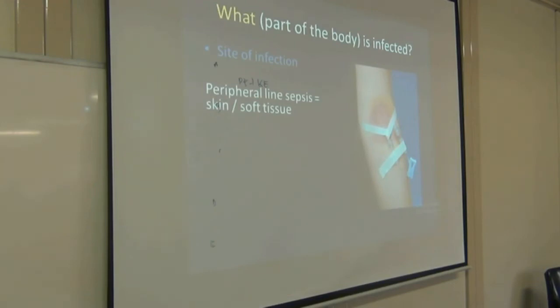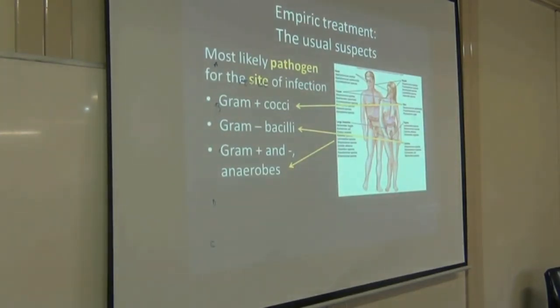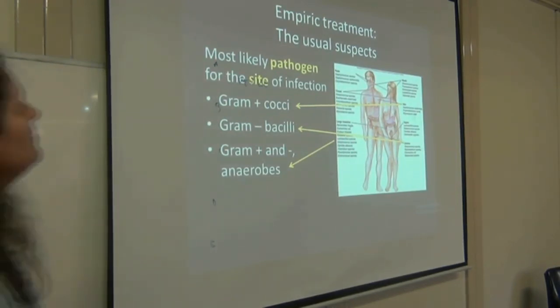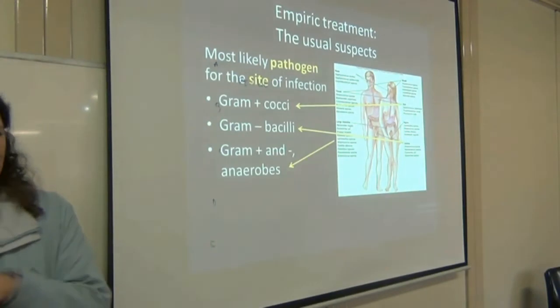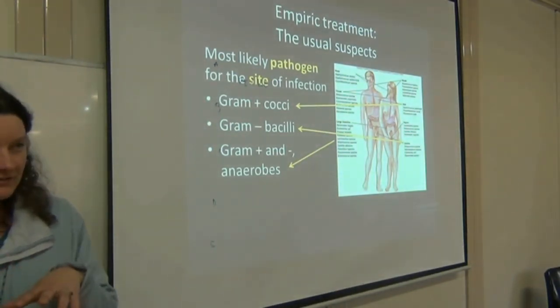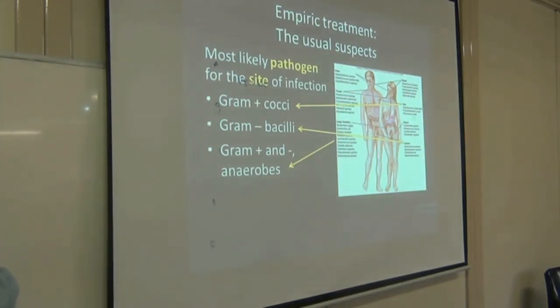With the peripheral line sepsis, it's usually the skin or soft tissue. The most likely pathogens on the skin is your staphylococcus. In the hospital, it might be a methicillin-resistant staphylococcus, okay? Or a weird type of microorganism. And you basically treat for the usual suspects with empiric treatment. So remember, your skin or a soft tissue infection is usually caused by staphylococcus, which is gram-positive. Then your upper part of your body is usually caused by gram-positive, and the lower part of your intestines and organs and UTIs and stuff is usually a gram-negative. Okay.